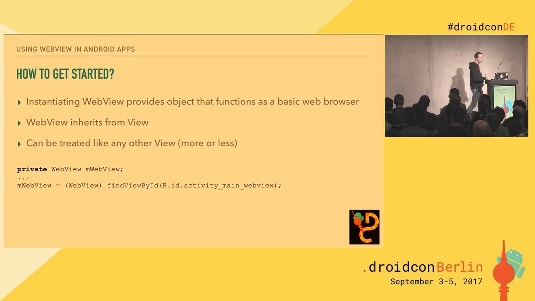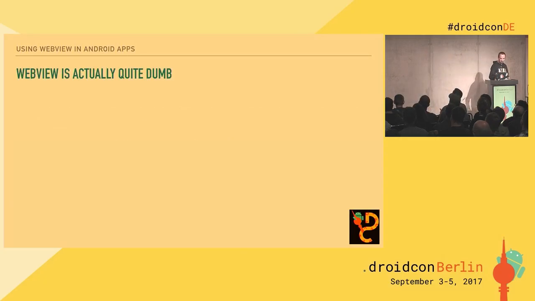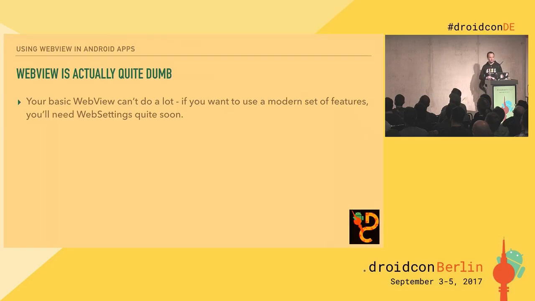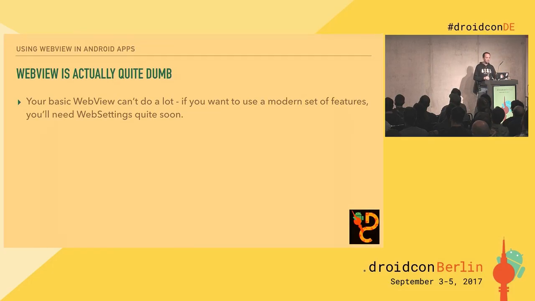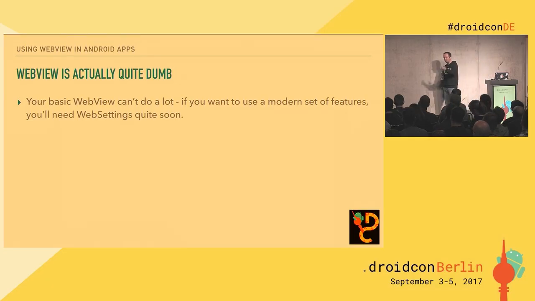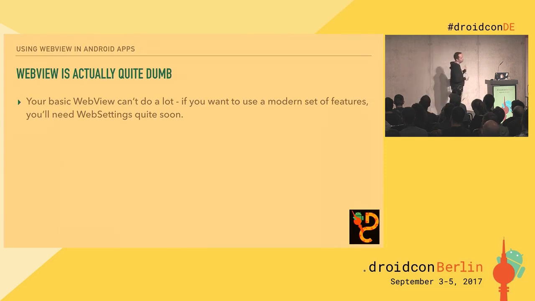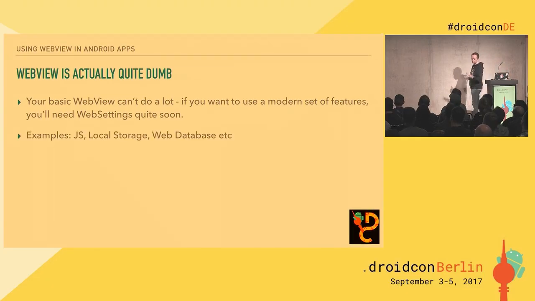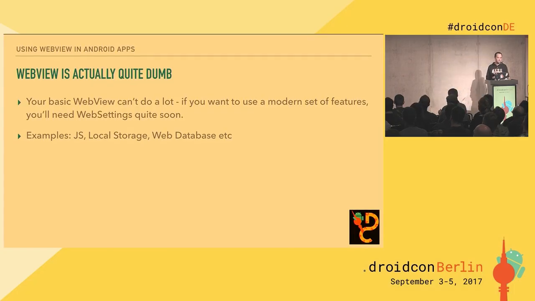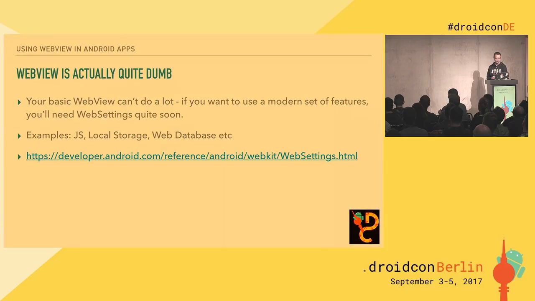Off we go. Now, the problem with that is, the web view is actually quite a dumb component for a lot of reasons, and mainly around security, right? So your basic web view can literally only load a URL and show that. And if you want to do a bunch of other things and use modern web technologies, you need a thing called web settings. So for example, if you want to have JavaScript or local storage or a web database, all those HTML5 APIs, you need to set it up accordingly.